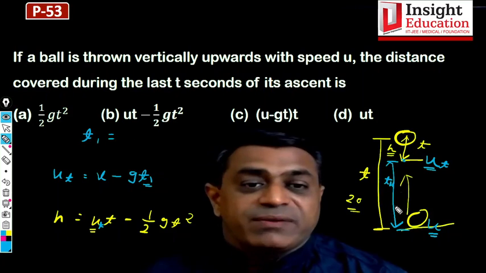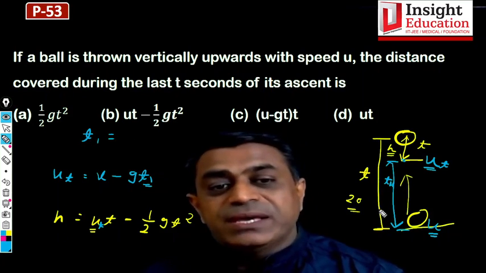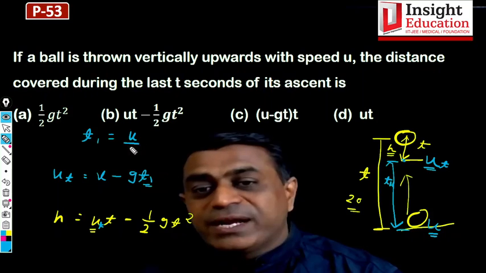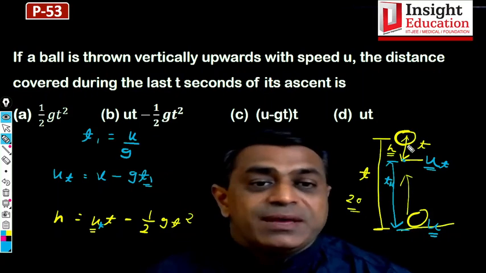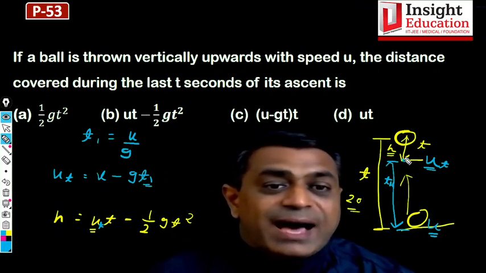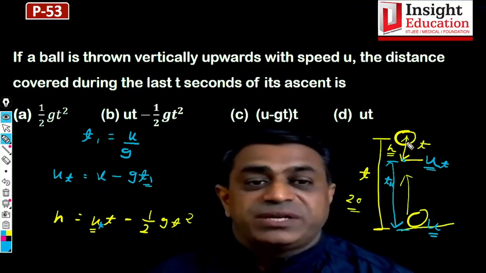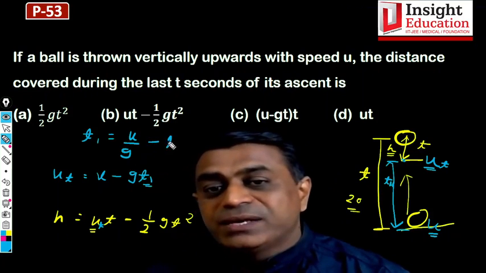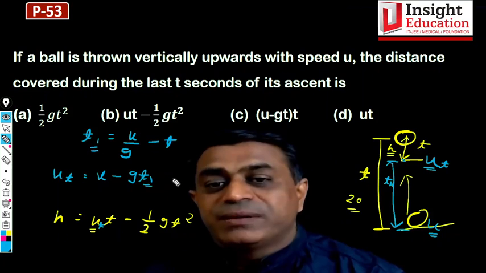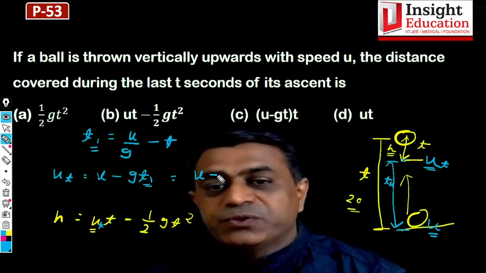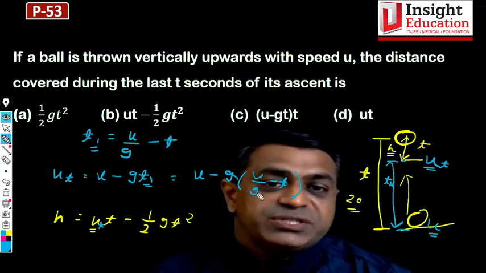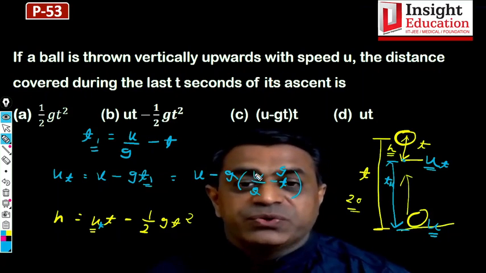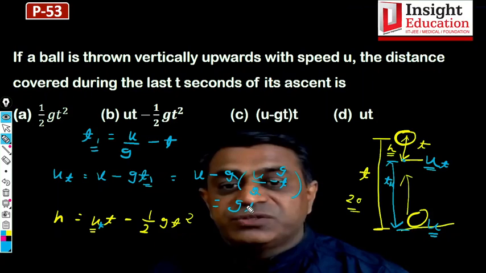Suppose the total time is t. Initial velocity u is given, g is given. So total time u by g minus time in last second. Last second, so that is t second. So u by g minus t, that is time t1. So now I can replace u minus g into u by g minus t. So multiply it by g, g cancels, u cancels, so finally you will get gt.